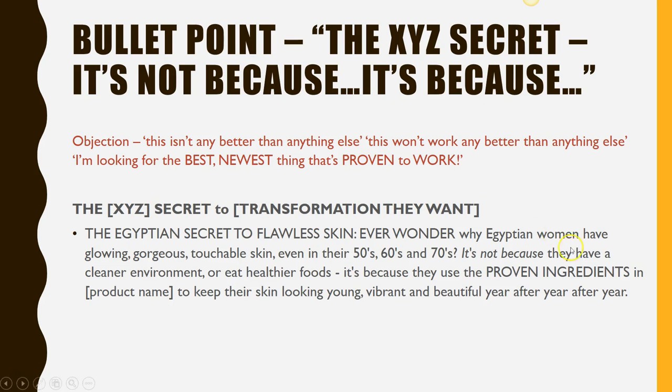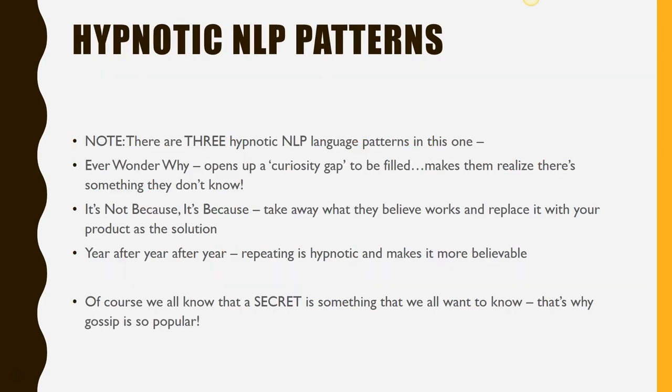And the thing is, like this, you're then anchoring it back to your product. The real reason why these Egyptian women have flawless skin is because they use the proven ingredients and product name to keep their skin looking, and then of course transformation, young, vibrant, and beautiful year after year after year. Now, why would we repeat year after year after year? It's hypnotic. Anytime we can say something 3 times, it builds an intensity up with what you just said inside of their minds. And you want to do that.